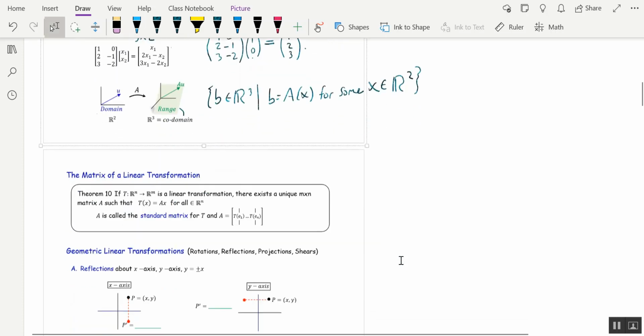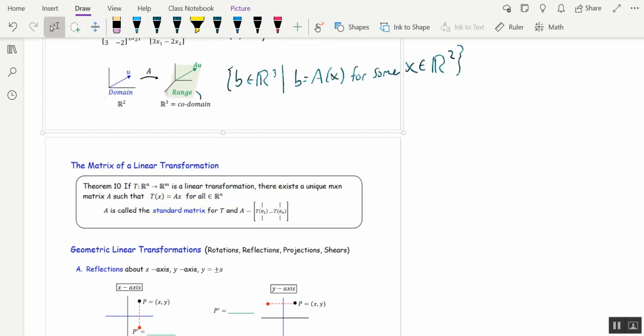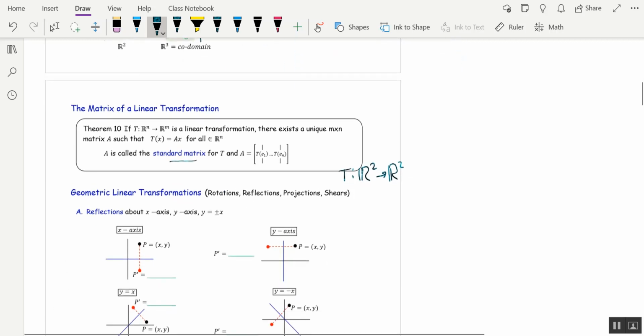So here we've got a theorem that tells us every linear transformation from Rn to Rm can be represented by an m by n matrix. It's called the standard matrix. And the way you find that matrix is you just look at what T, the linear transformation, does to the standard unit vectors in Rn. So what we're going to do is focus on maps that go from R2 to R2 and find the matrix that corresponds to certain transformations. So let's start with reflections.